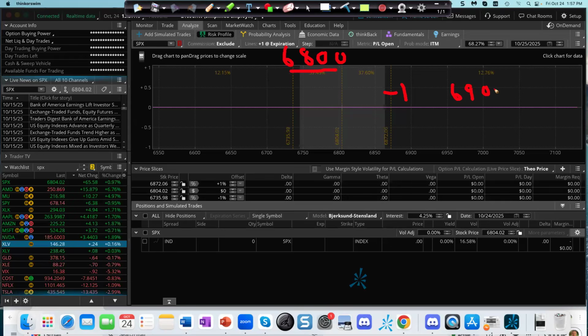Sell one 6,900 call, sell one 6,700 put. That's the foundation of a double calendar, double diagonal, double long diagonal, iron condor. That's the foundation. You say, what is that? A short strangle. That's the foundation of all those strategies. Selling an out of the money put, selling an out of the money call.